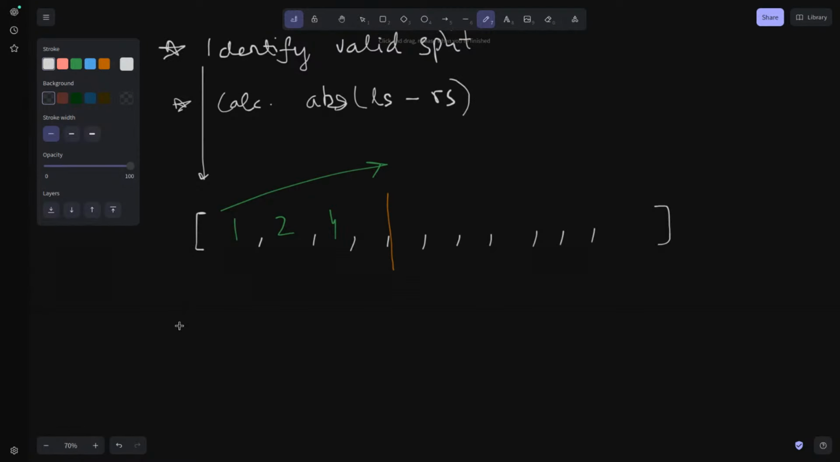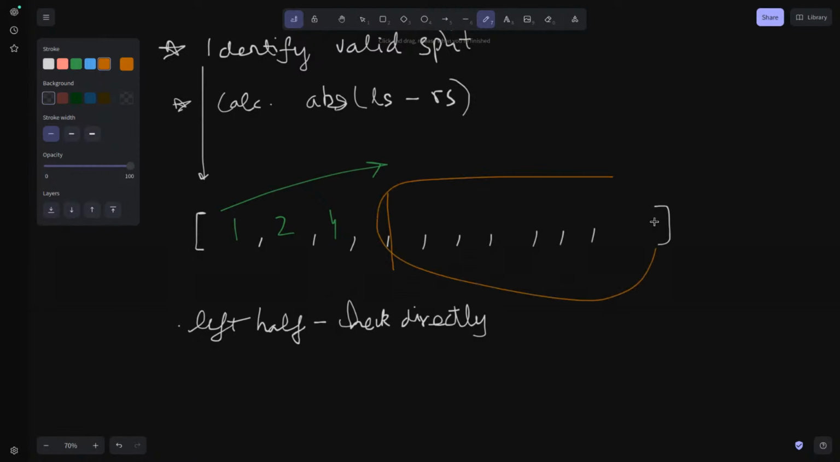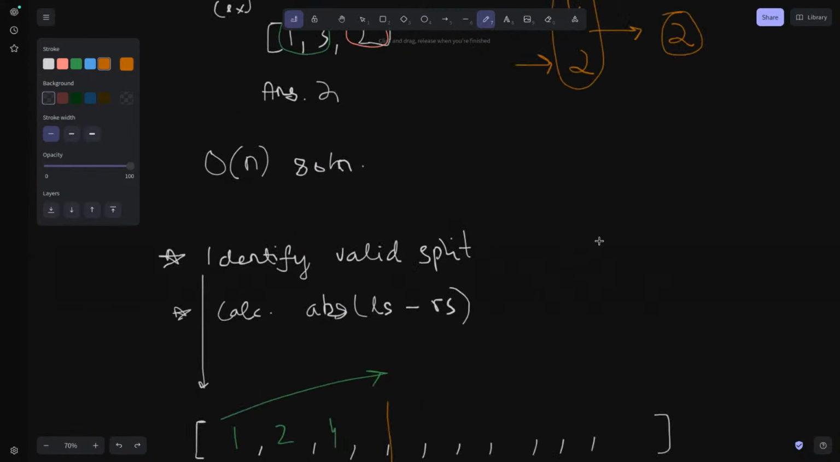So we can check for the left half directly while iterating. But how do we keep track of the right half? Whether the right half is strictly decreasing or not? Because right now when we're iterating from left to right, we have no knowledge about what is there in the right half, right? And we want to find out in big O of n or n log n whether that part is decreasing or not. So how do we do that?